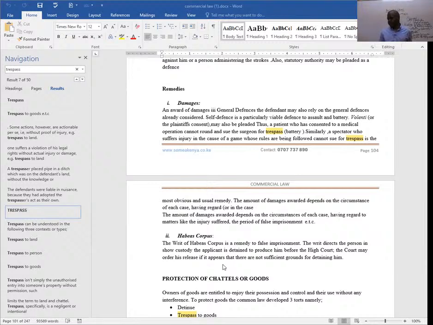The writ directs the person in whose custody the applicant is detained to produce him before the High Court. The court may order his release if it appears that there are not sufficient grounds for detaining him. So that's what we mean by the tort of trespass with regard to persons.